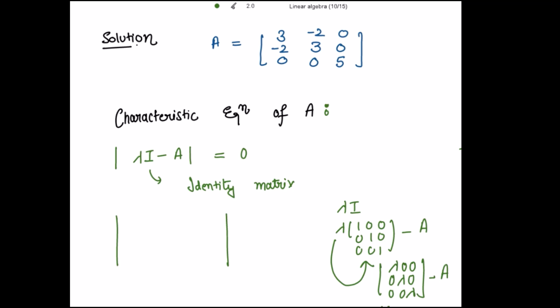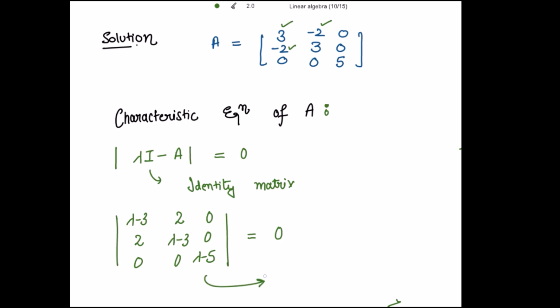So writing the first element, lambda minus 3. Then 0 minus minus 2, that becomes 2. Then 0 minus 0 is 0. And then 0 minus minus 2 becomes 2. And then lambda minus 3 and 0 and 0 and 0 and lambda minus 5. I hope it is very clear to you. So this is equal to 0.